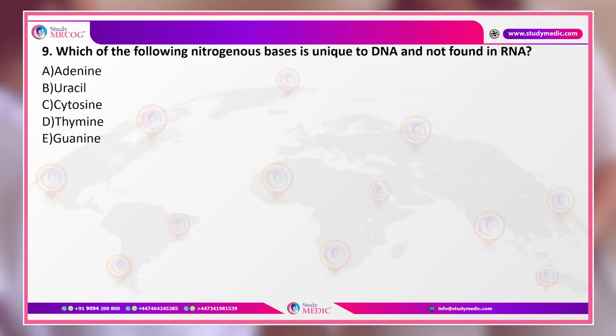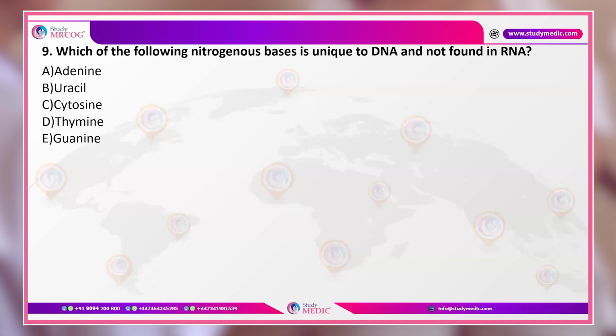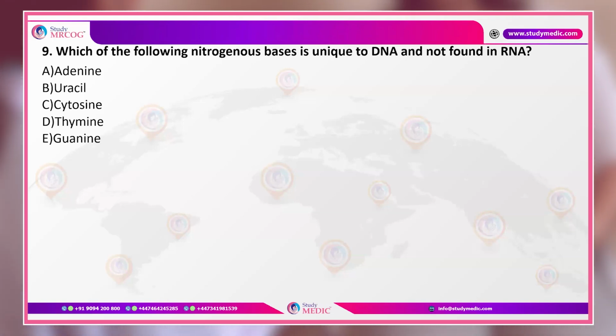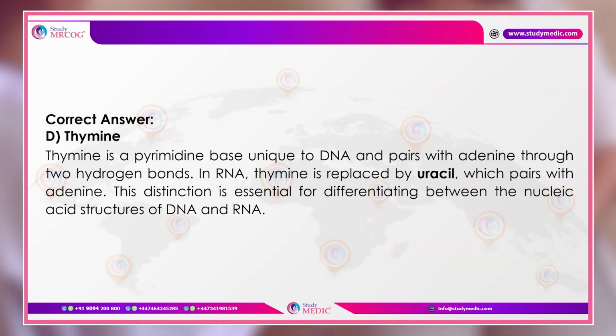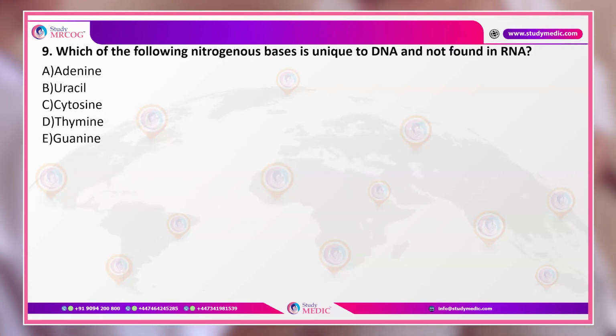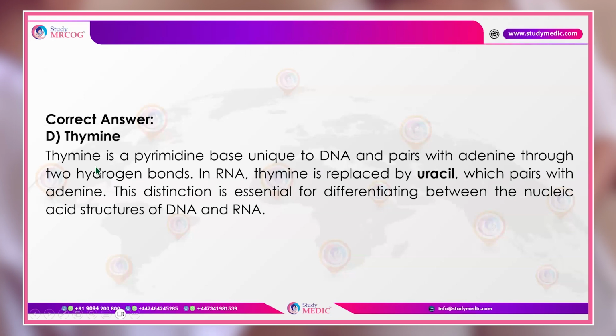Next, we will see which of the following nitrogenous bases is unique to DNA and not found in RNA. So this is pretty easy. So the obvious choice, which is unique to DNA but not found in RNA. So adenine, cytosine, thymine, guanine, uracil. Uracil is seen in RNA, so this is not the answer. Thymine is unique to DNA. Rest of the things are seen in both DNA and RNA.